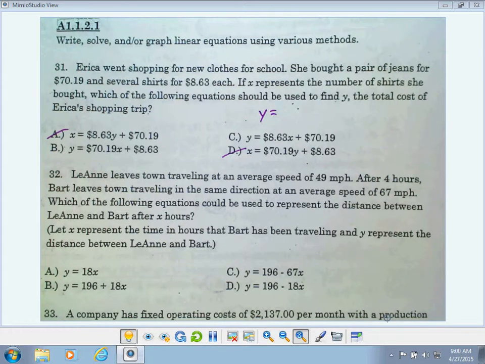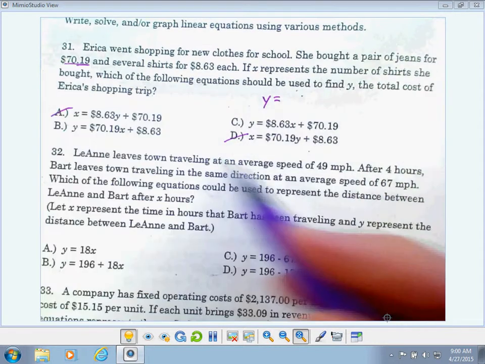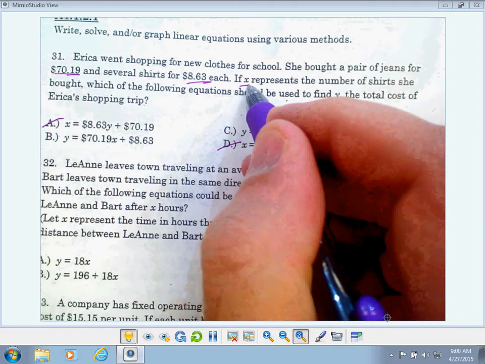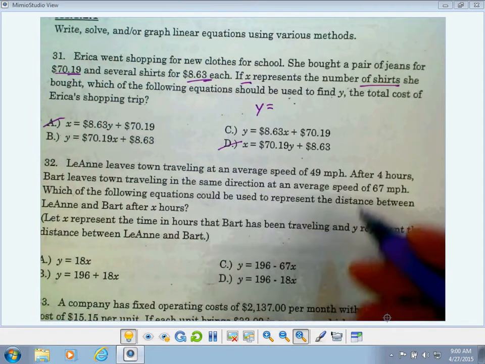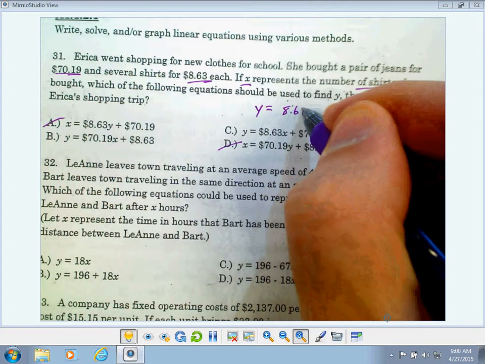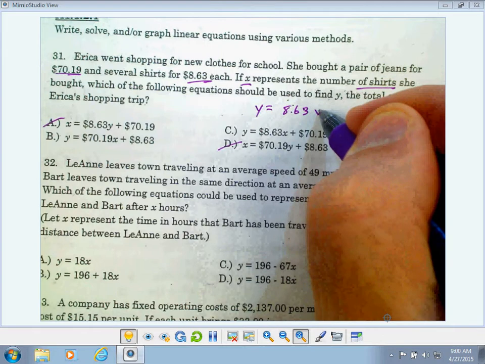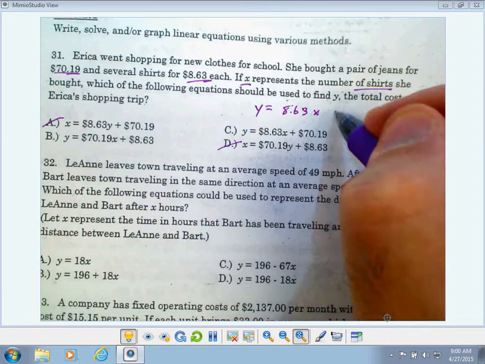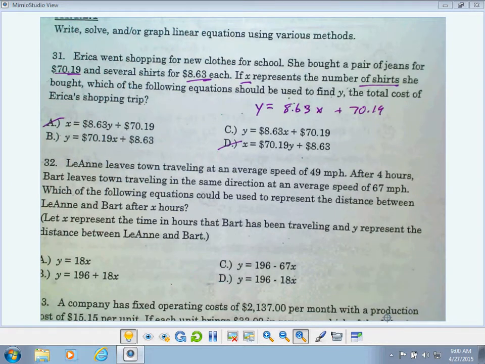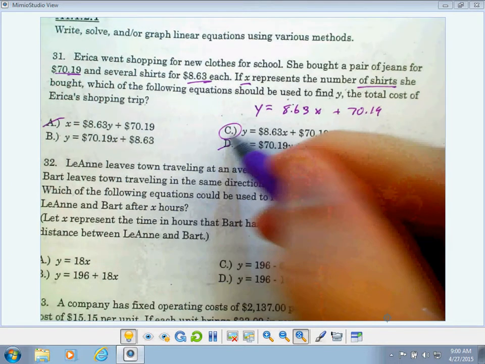Alright, so what do I pay for once? Well, she bought a single pair of jeans. And then she bought several shirts. So the jeans are the item that gets paid for one time, and the shirts are paid for multiple times, and it even tells you X is the shirts. So what we're really saying is to calculate the total, we would take the shirts' dollar cost times the number of shirts, and then we would also have to add in that price we paid for the pair of jeans. So it's $8.63 that gets the variable. Your answer is C.